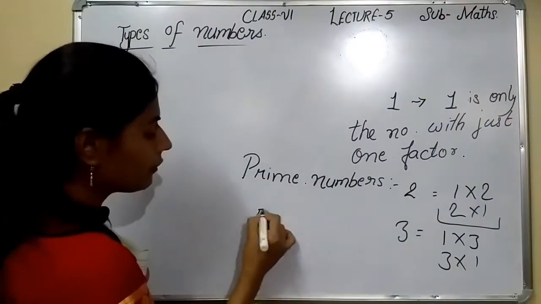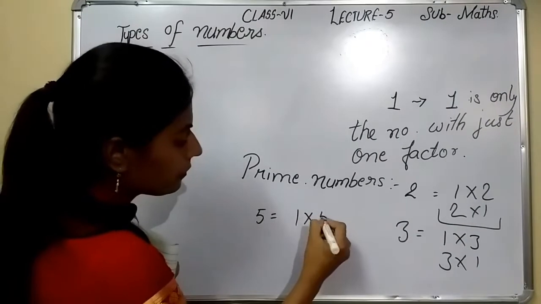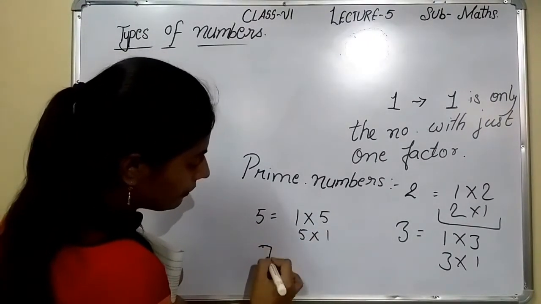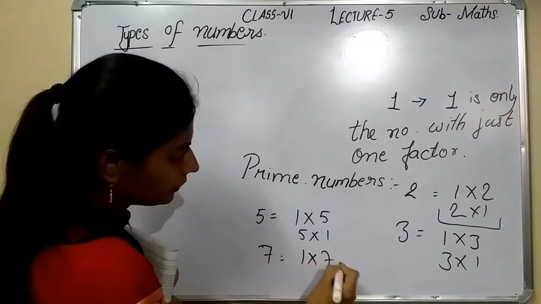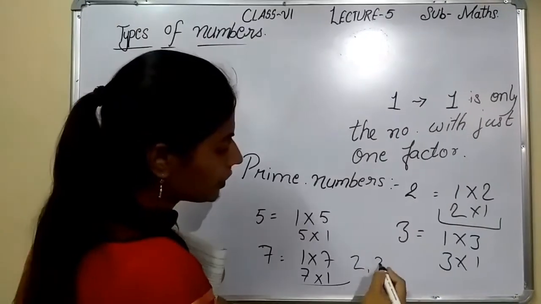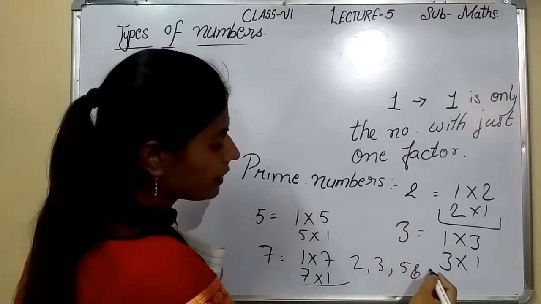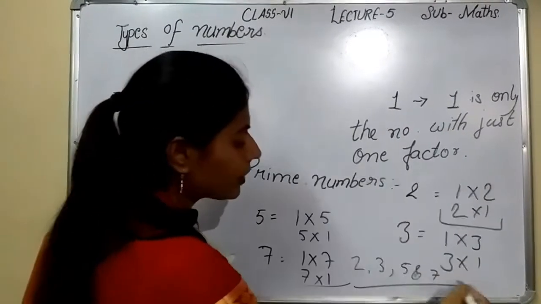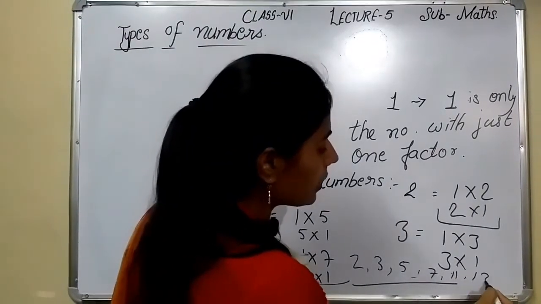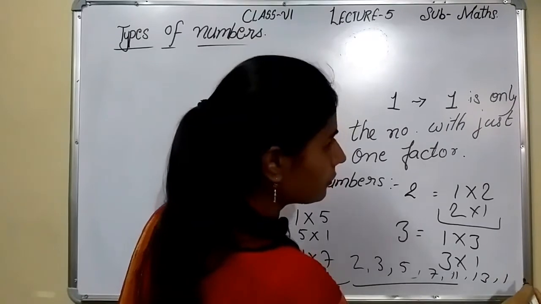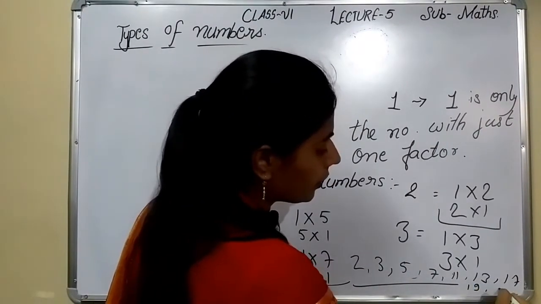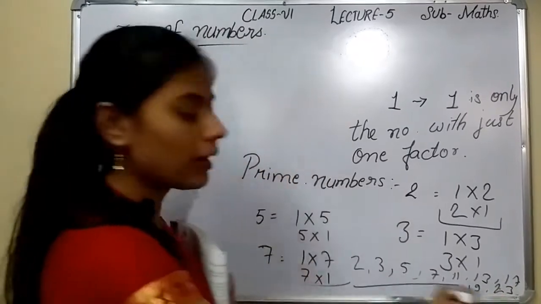If we write 5, 1 into 5 and 5 into 1. If we write 7, 1 into 7 and 7 into 1. So 2, 3, 5 and 7. So many are there: 7, 11, 13, 15 is not there, 17, 19, 23. These all are prime numbers.